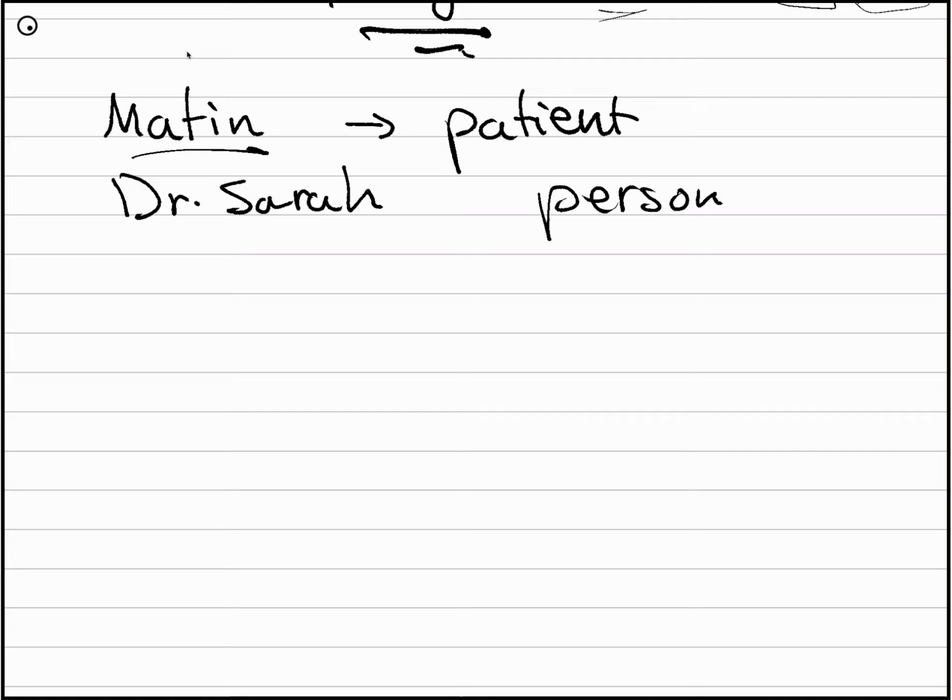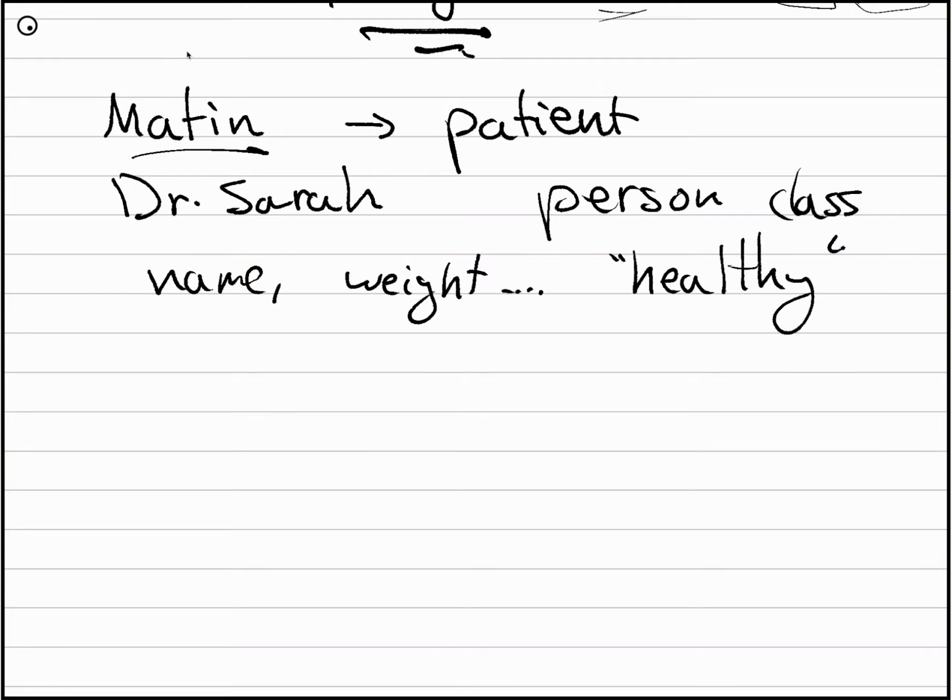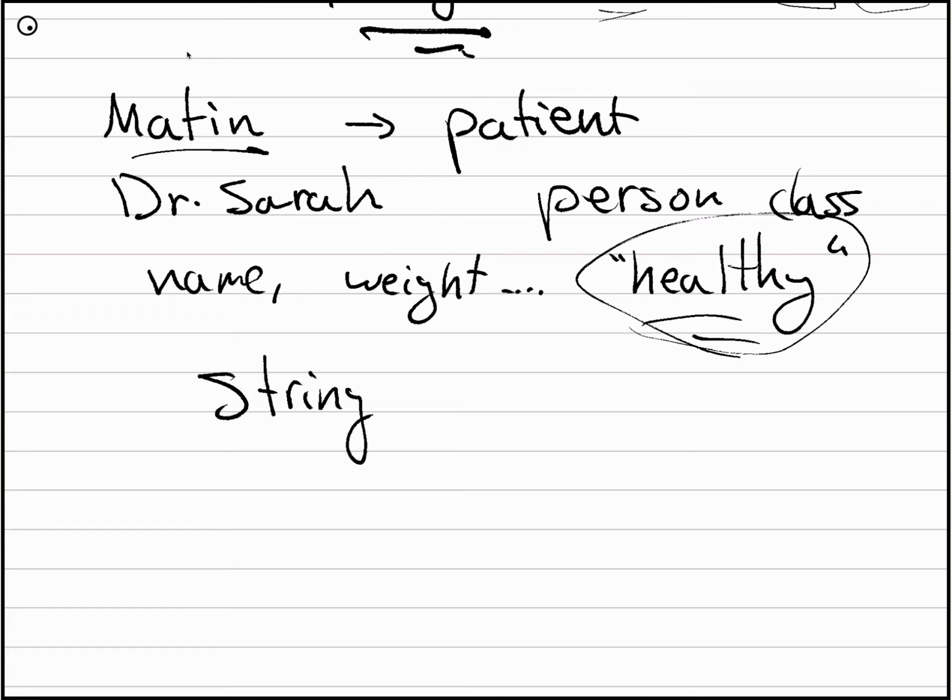Do you remember the person class? Yes, I do. If you recall, we had some information in the person class, like their name, weight, and so on, right? Yeah. So we also want to represent that Matin is healthy. Now, how would you represent this from before? If we wanted to add another field to the person class, what type would you use to represent healthy? I think we would use a string, healthy or unhealthy, for example.